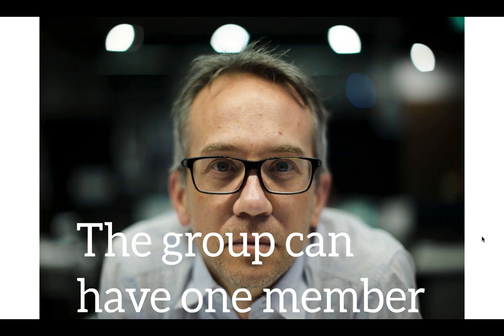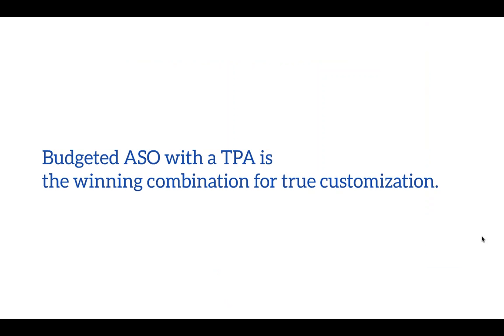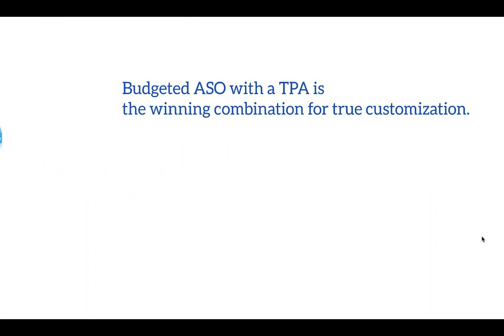So you can have a group of 5 employees that might have 3 different groups within it. You might have an executive group, you might have a management group, and you might have an employee group, and there may be 1 executive and 1 management person and 3 people in that employee group. So it's important to note that a group can have just 1 member in it. So a budgeted ASO plan with a TPA is really the winning combination for true customization. So let's look at 3 examples.